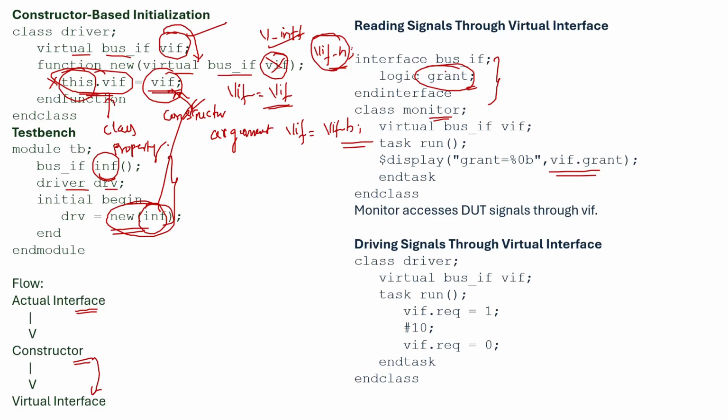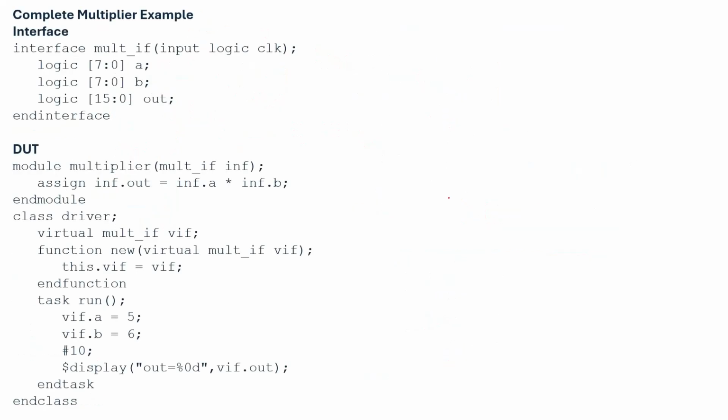Monitor is always reading the signals, not driving the signal. Driver is always driving the signals. Okay, so here I am driving the signals through virtual interface. So here I am driving the signals. Okay, monitor always accesses the DUT signals through VIF. Through virtual interface only, I am accessing all the signals on my test bench side.